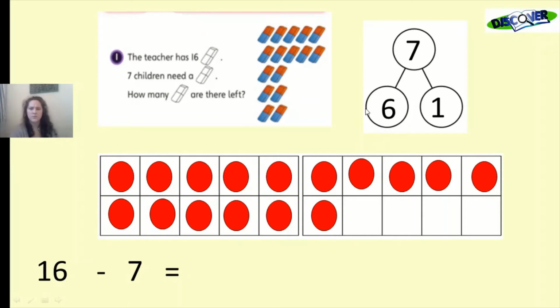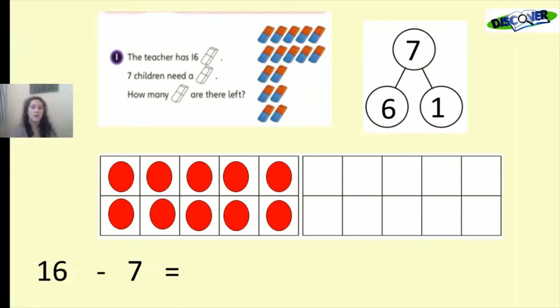Now, like we discussed before, I'm going to start by taking away my 6, which I know is going to leave me with 10. So you ready? I'm going to take away all of these 6 counters. There they go. I've now taken them away. I didn't need to count them one by one. I could just take them in a big group.